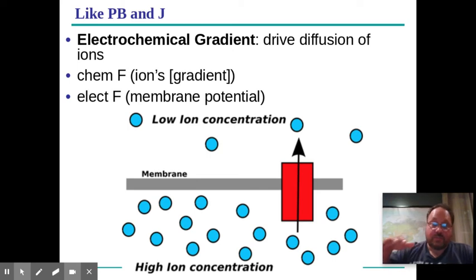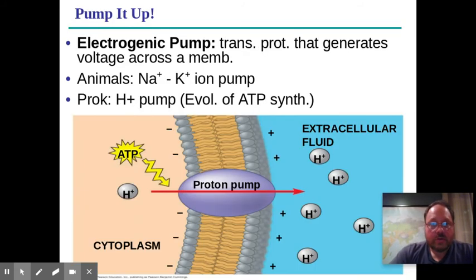So what happens is both the electrochemical gradient, so the electrical force and the chemical force, can drive those ions across the membrane, but only if there is a channel there. So that's like that red box. All right. So again, you can create these pumps, like the sodium potassium ion pump. Excuse me. In prokaryotes, you can create proton pumps.